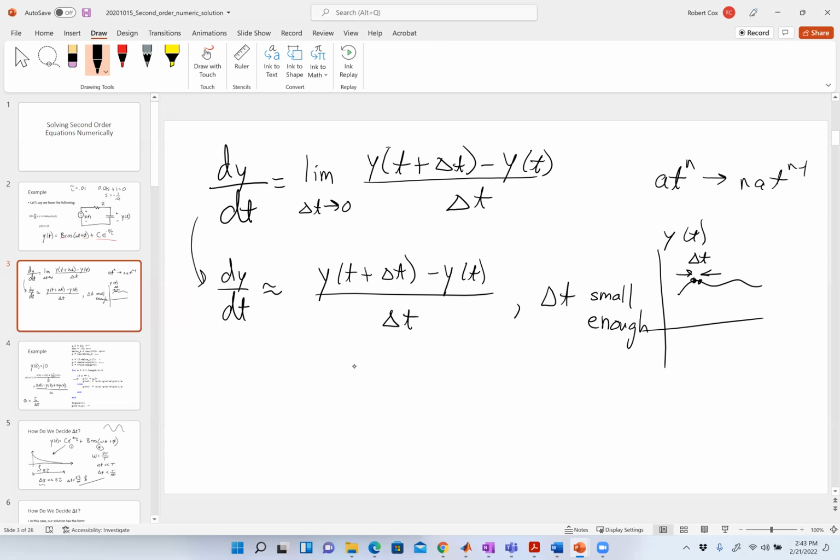But if I had this problem that I had on the previous slide, what did I have? 0.01 dy by dt plus y of t equals 4 cosine omega t, like that. How do I approach this thing numerically? How do I use this information right here to solve this numerically? What's my approach?